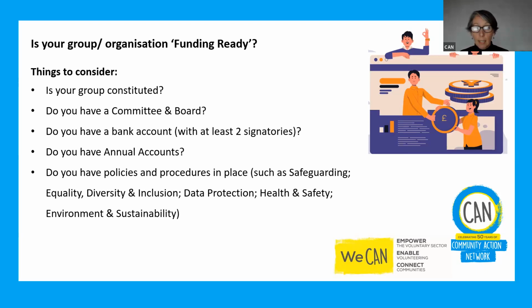So alongside that is having policies and procedures in place. Funders will often ask you for things like your safeguarding policy. Equality, diversity and inclusion policy is pretty key now as well. And data protection, health and safety are the kind of basic standard ones. But more and more funders are asking about environmental and sustainability policies now as well. So again, this is something that CAN can support you with if you need assistance there.